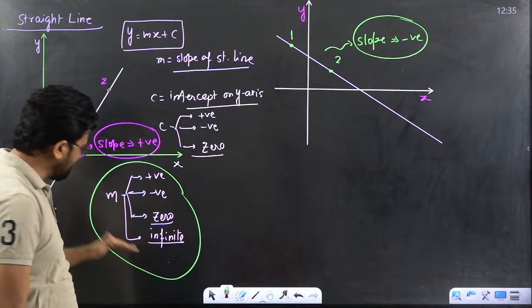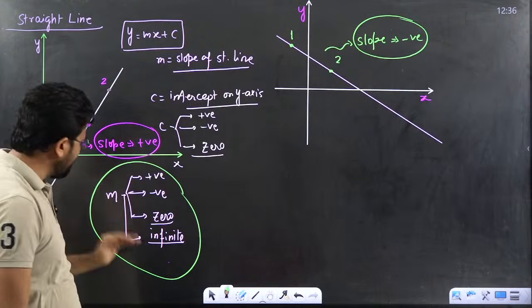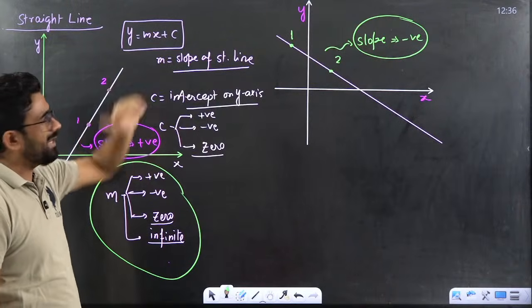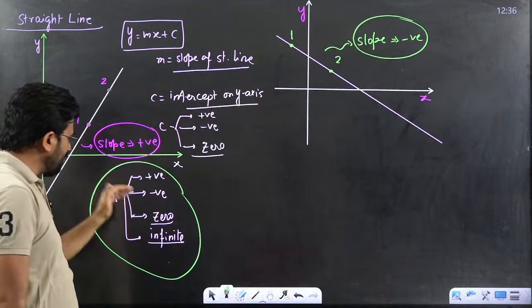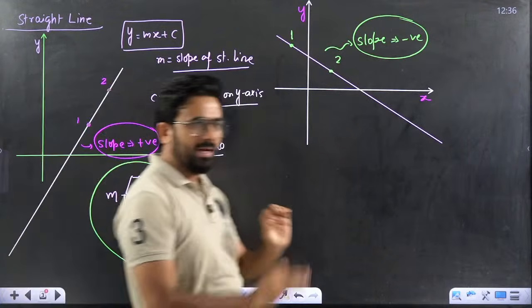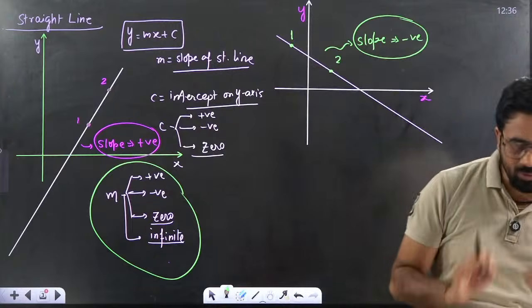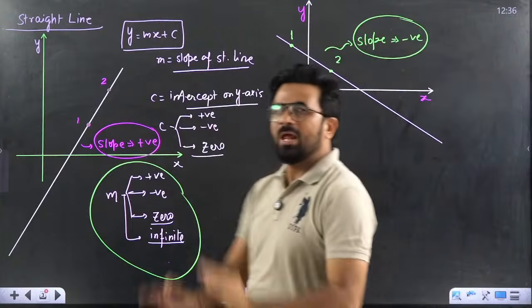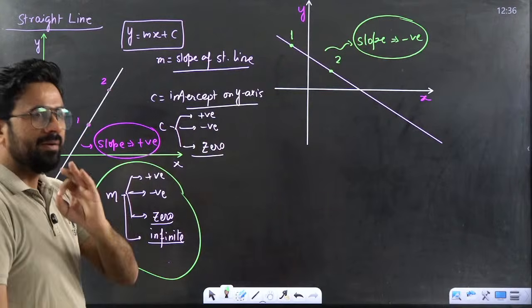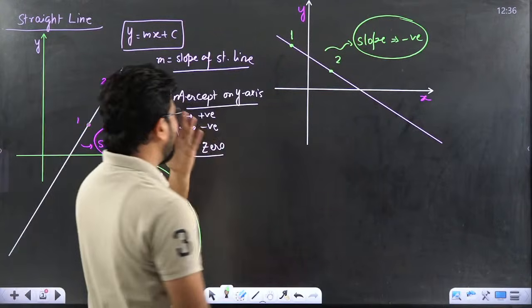Zero slope is parallel to the x-axis, infinity slope is parallel to the y-axis. Negative slope means when we are moving left to right, it is decreasing, and when we are moving left to right, if it is increasing, that means we call slope positive. So negative slope, positive slope, zero slope, or infinity slope, all terms are clear to everyone. Clear or not clear?